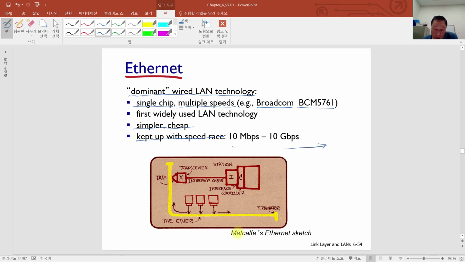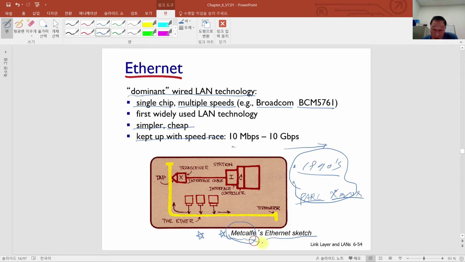Here is the original Metcalfe's Ethernet sketch. He was a PhD student at Harvard University, and he worked at MIT. Also he worked at the Palo Alto Research Center of Xerox, Xerox PARC. Around the mid-1970s, he developed this together with Intel and Digital Corporation, three companies including Xerox. They developed this Ethernet technology.